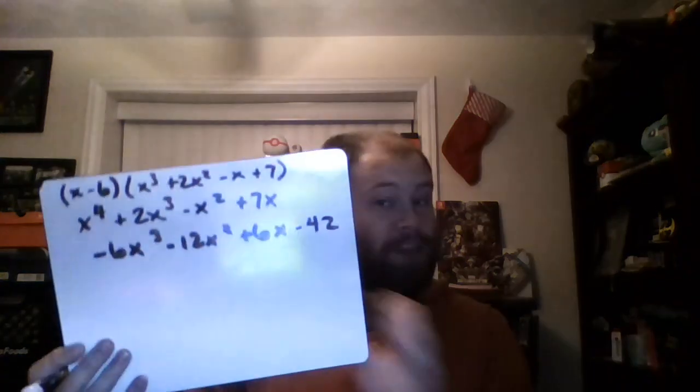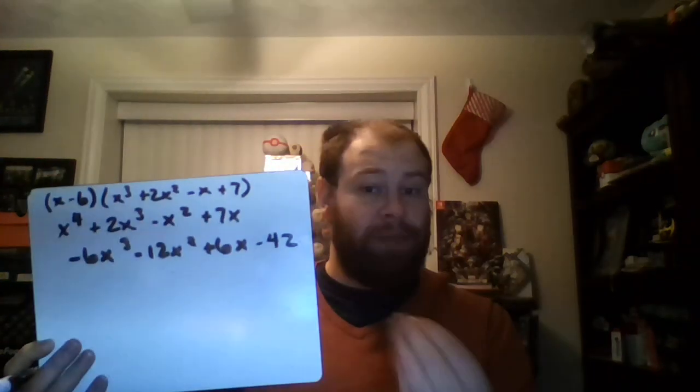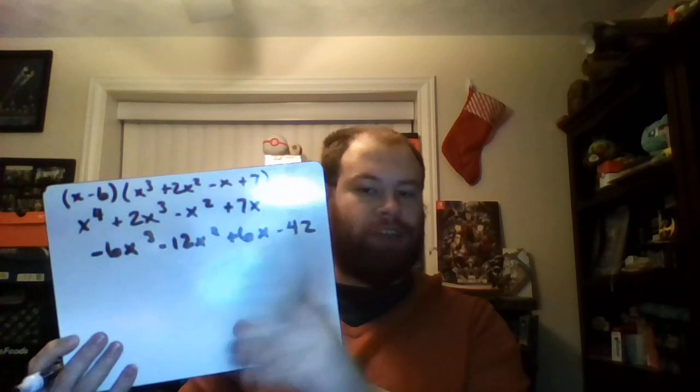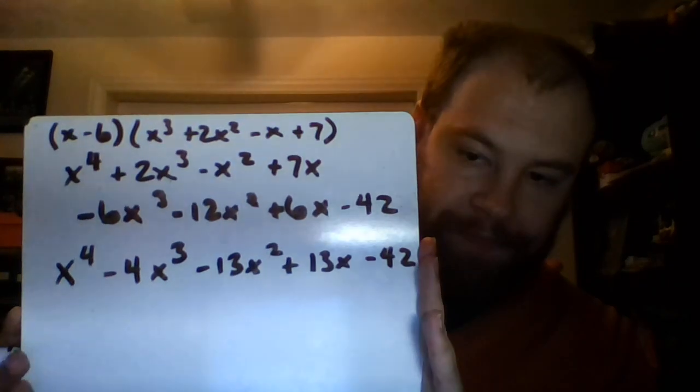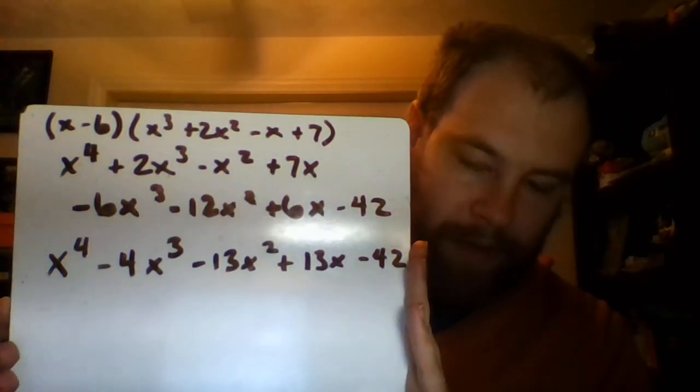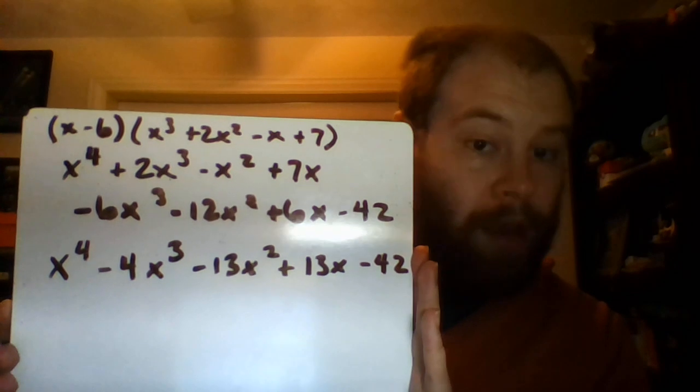Okay, so now we've got all these different terms, and the last thing we need to do is just simplify it so it's just one nice polynomial. We've got like terms in here and everything, so just a simplification process is all that's left. If I do that, we've only got one x to the fourth, we've got a couple x to the thirds, so I'll simplify that. We've got x squared terms, we've got x terms, and one just number. And so our final answer, here it is, x to the fourth minus 4x to the third minus 13x squared plus 13x minus 42.